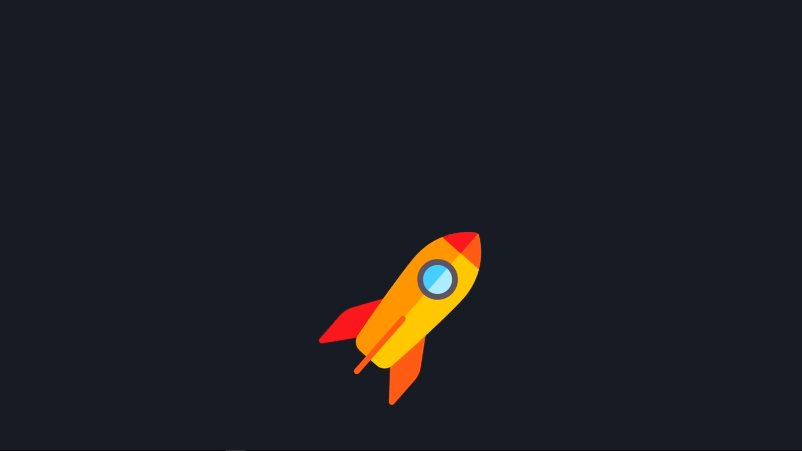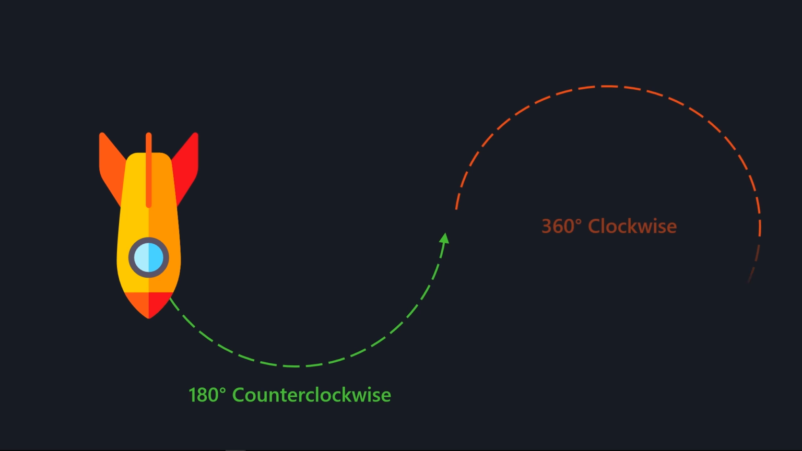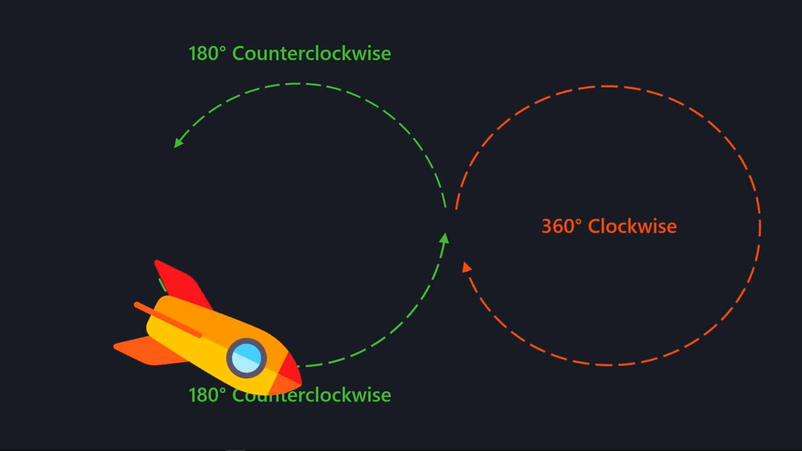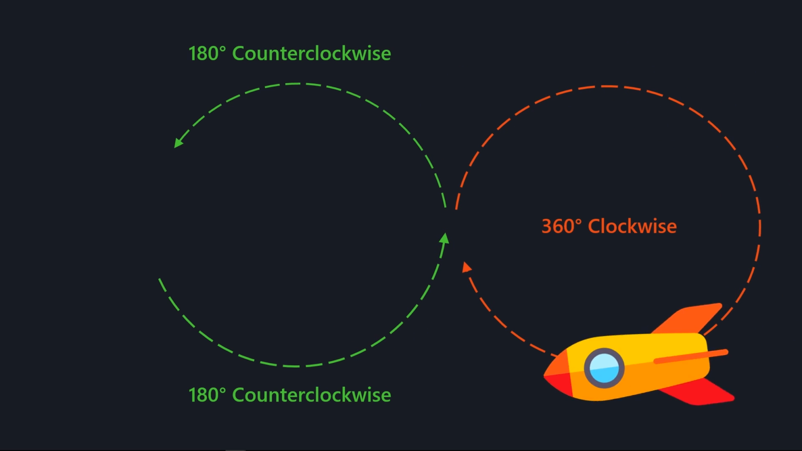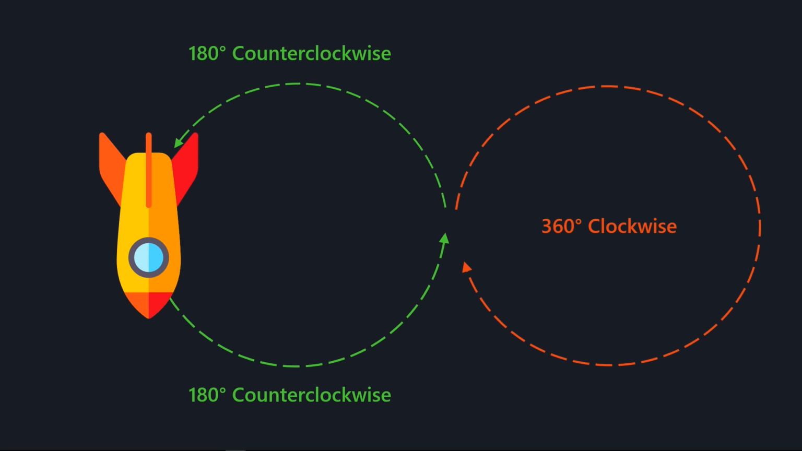Next level would be to make an animation so our rocket will fly in loops. Okay, how is it done? Similar thing. First, we will go 180 degrees counterclockwise, then an additional animation to go 360, and back to the original position, 180 again. Nice, let's do it together.